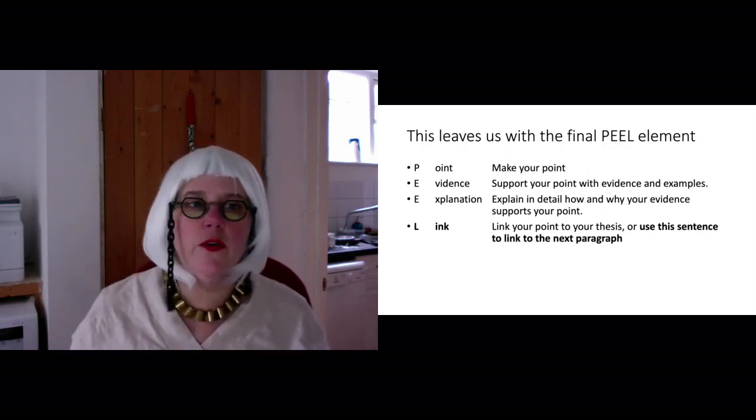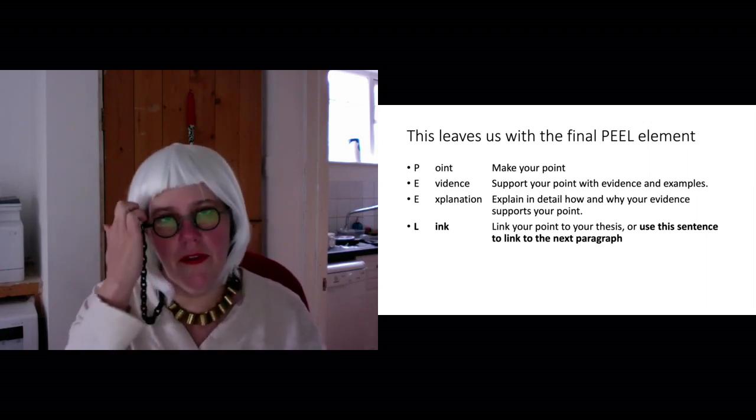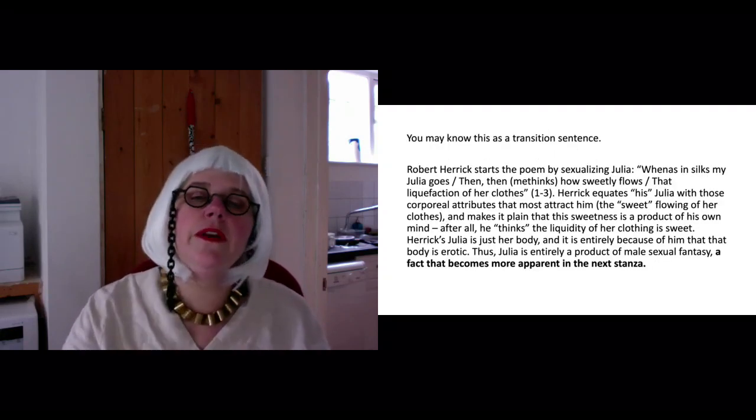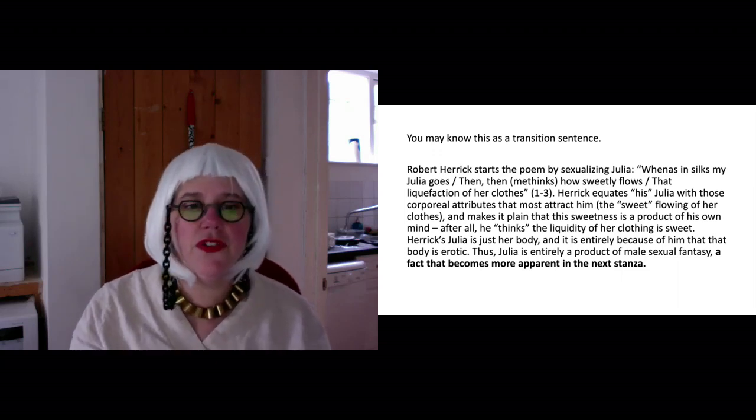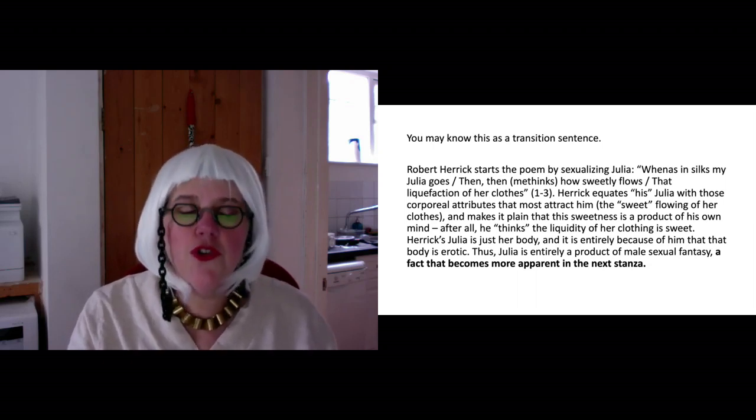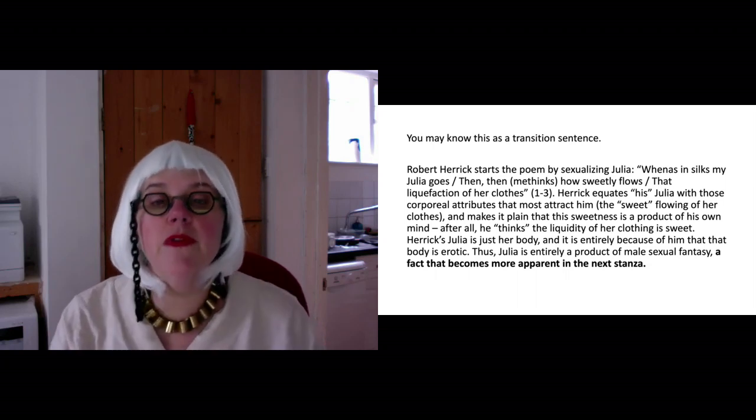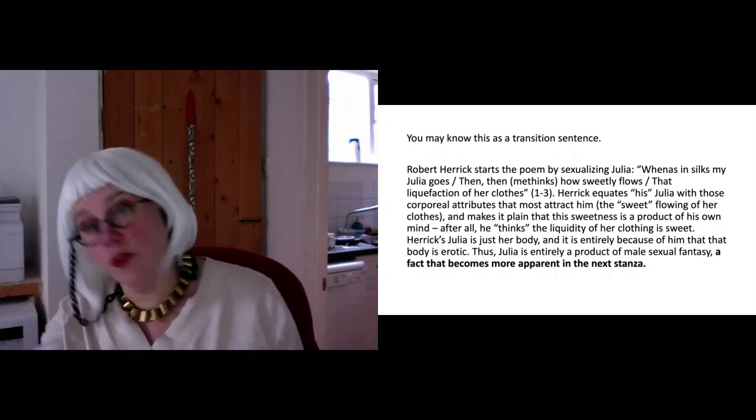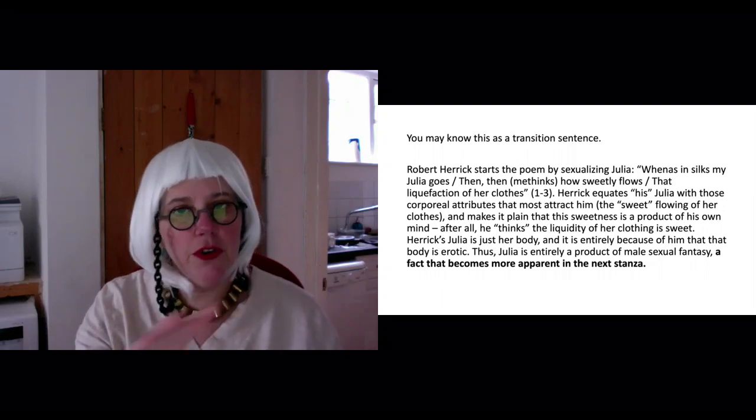This leaves us with the final PEEL element, which is use this sentence to link to the next paragraph, which you do not have to do, but you can. You may know this as a transition sentence or a linking sentence. So your final sentence can actually do double duty. Thus, Julia is entirely a product of male sexual fantasy, a fact that becomes more apparent in the next stanza. And then your next paragraph is going to go on and talk about the next stanza, a nice, simple transition.